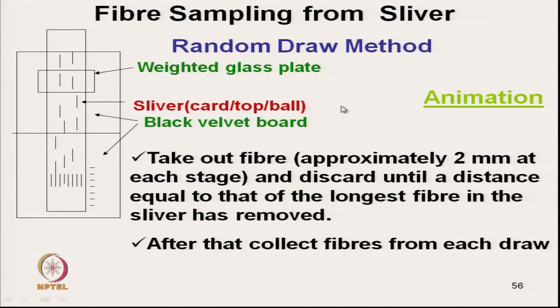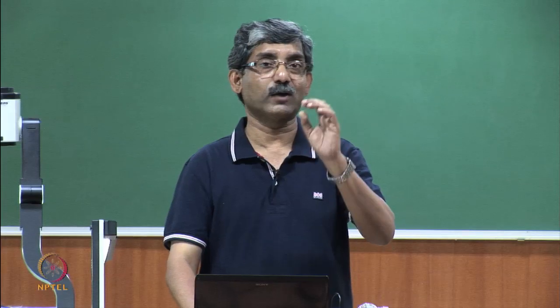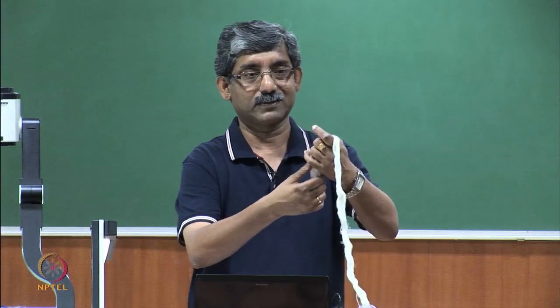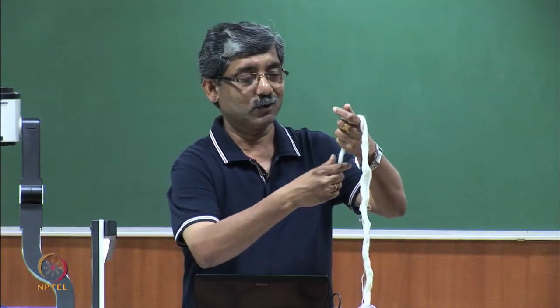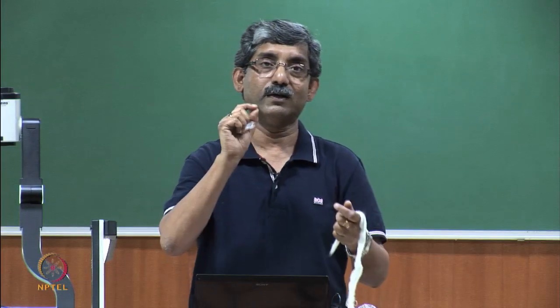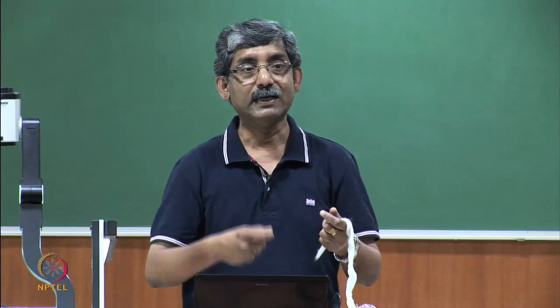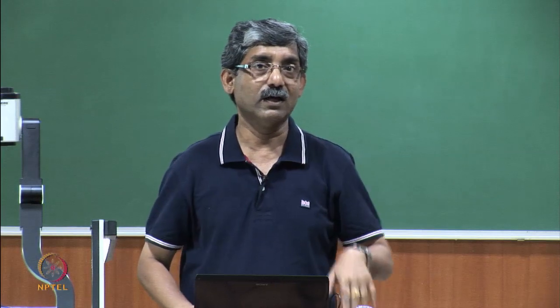Now, the fiber specimen will be free from bias. There is no length bias, because when we remove the fibers from the tip, whether it is a smaller, shorter fiber or a longer fiber, they will have equal opportunity to get selected. This is called numerical sampling.